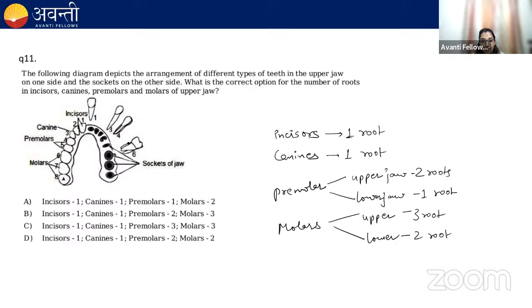You can also see in the image, look at the sixth tooth. You can see 1, 2, 3. There are three roots. Here you can see in the fourth, 1, 2. There are two roots. Right? So they're asking about the upper jaw. Remember these roots, okay? It's important. Incisor 1, canine 1, premolar in the upper jaw 2, molar in the upper jaw 3. So the correct option would be B.